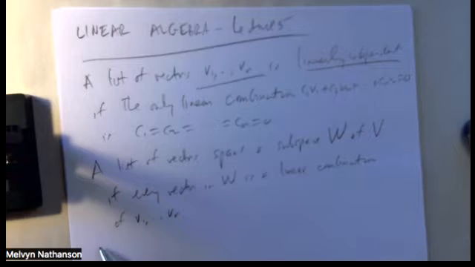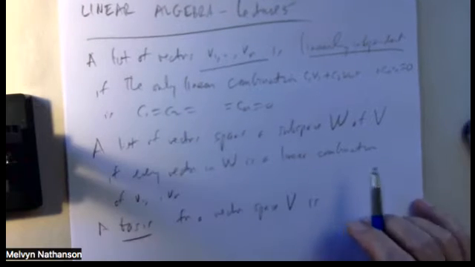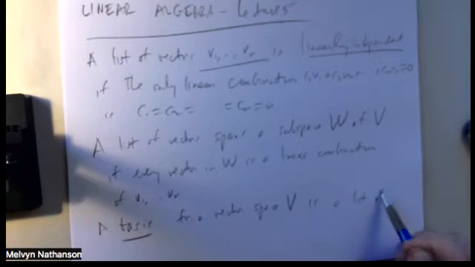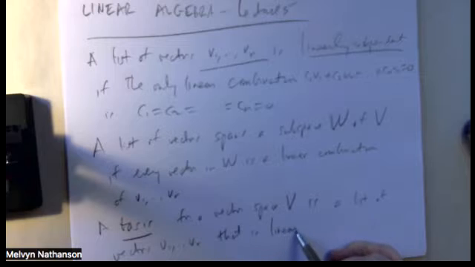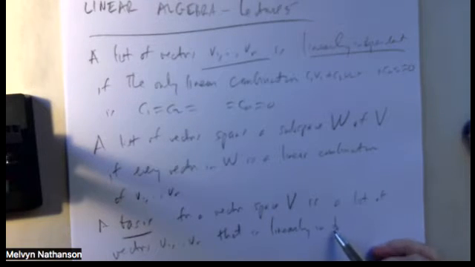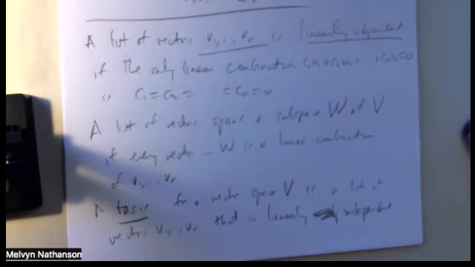And a basis for a vector space V is a list of vectors v1 up to vn that has both properties. It's linearly independent and spans the vector space.